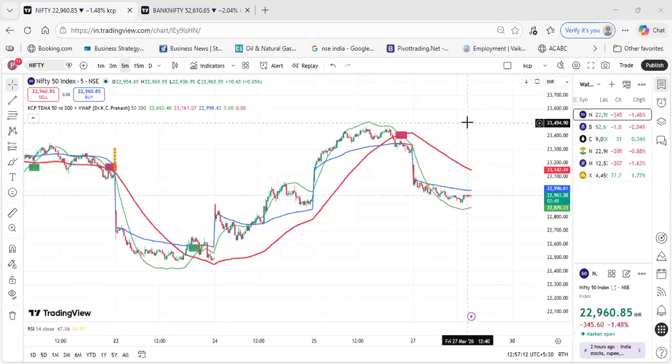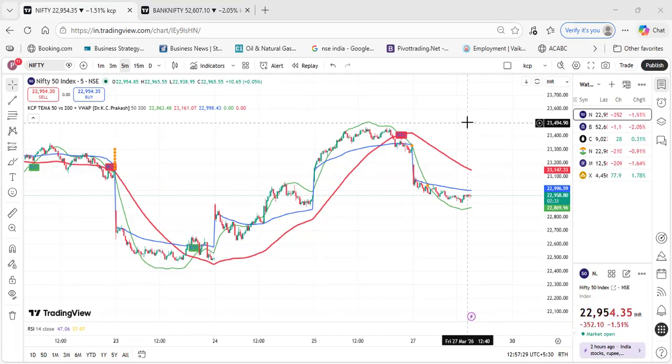Hi guys, do you struggle to catch real trends in Nifty and Bank Nifty? Today I'll show you a simple and powerful strategy. Before that, first comment below. Are you a scalper or intraday trader?